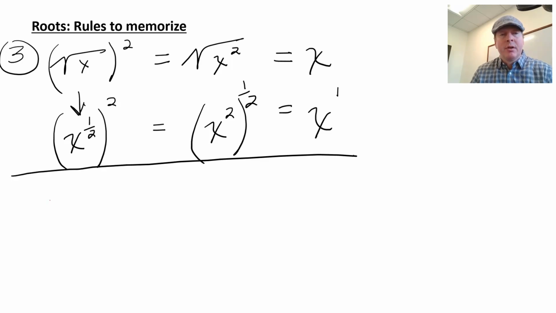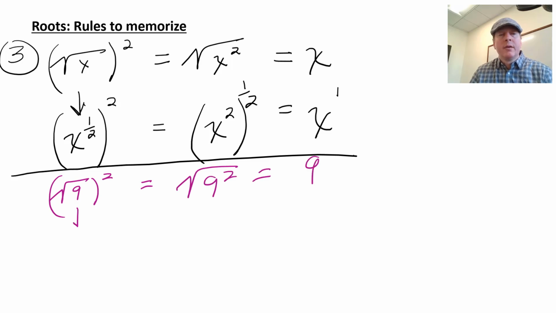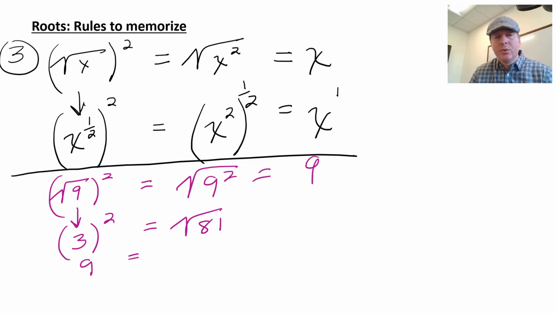Let's look at an example. The square root of 9, squared, is equal to the square root of 9 squared. It's equal to 9. The square root of 9 is 3. 3 squared is 9, and the square root of 9 squared is the square root of 81, which is 9. So 9 is equal to 9, so it all works out.